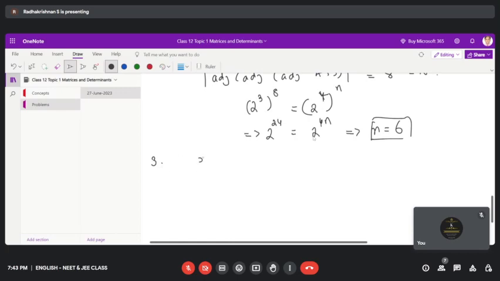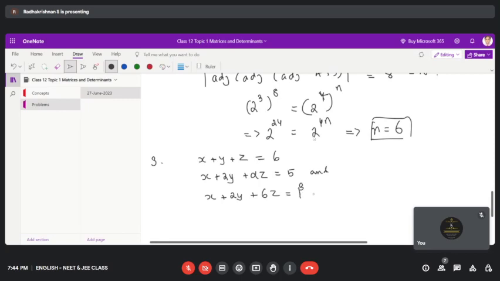So there is a system of equations, or we call it simultaneous equations, right? x plus y plus z equal to 6. x plus 2y plus alpha z equal to 5. And x plus 2y plus 6z equal to beta.